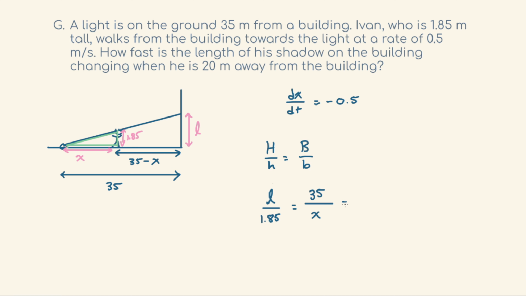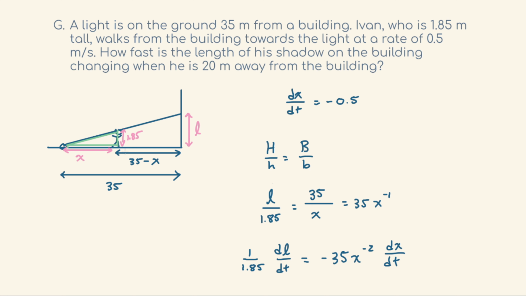But before we do that, let's rewrite this as 35x to the minus 1 so you can see how that power rule works, okay? On the left-hand side, you're going to have that 1.85 in the denominator. Let's push that to the side real quick and take the derivative of L, which is going to be dL over dt. And on the right side, we're going to use the power rule. That's going to be negative 35x to the minus 2 dx over dt.